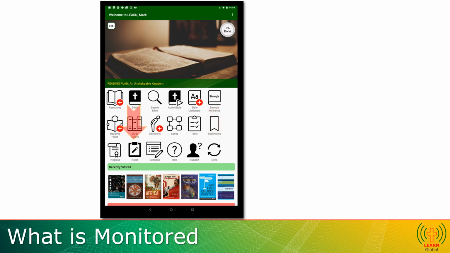Sermons, notes, and bookmarks are saved onto the system. The only reason these are saved is to have a backup in case your e-library malfunctions. None of these are transferred to any other user.